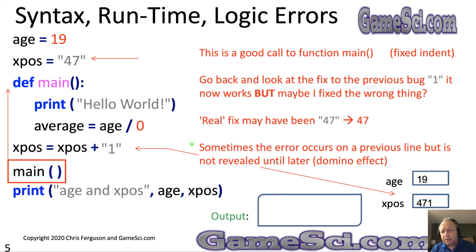Sometimes the error occurs on a previous line, but is not revealed till later. This is a domino effect. I made a mistake up here that is affecting code down here. When that happens, you got to look at both places. Now I chose to fix it here, and we'll stick with it, and we'll go on, but we'll see how that might affect the code later on.